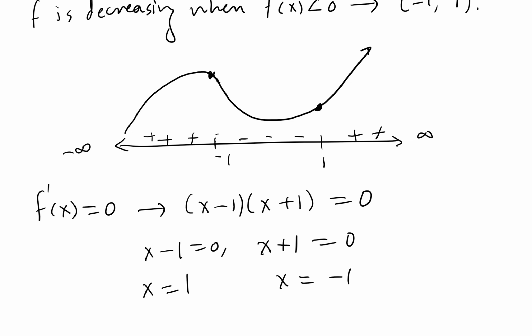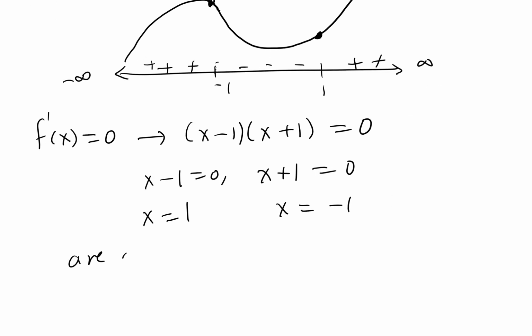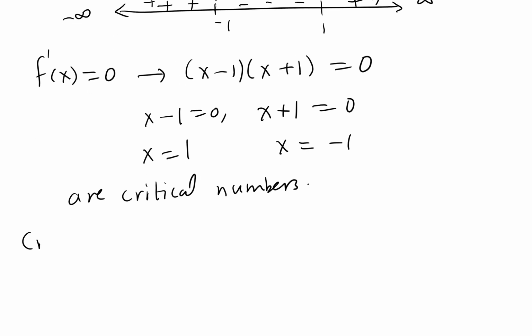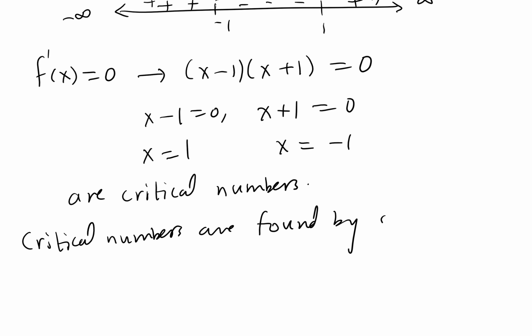These two numbers that we got are called critical numbers, or critical values. So how do we find the critical numbers? Critical numbers are found by setting y prime, the first derivative, equal to 0, or does not exist.